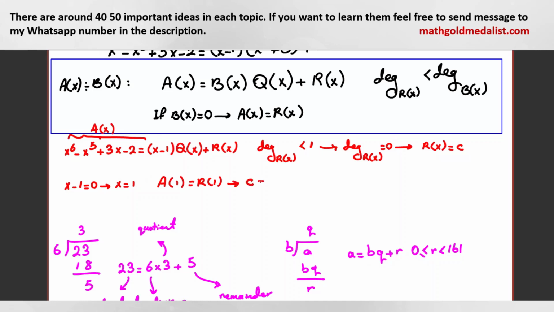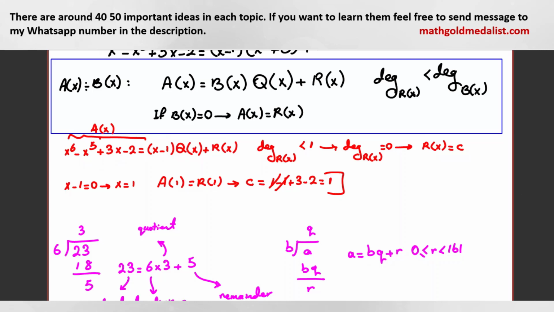See, a of 1 is what? You should replace x with 1: 1 minus 1 plus 3 minus 2. 1 minus 1 is 0, 3 minus 2 is 1. So the remainder is 1. So when you see this kind of problem next time, you say, okay, I should divide by x minus 1, so x minus 1 is 0, x is 1. Let's replace x with 1. It will be 1 minus 1, 0, and 3 minus 2, 1. Okay?